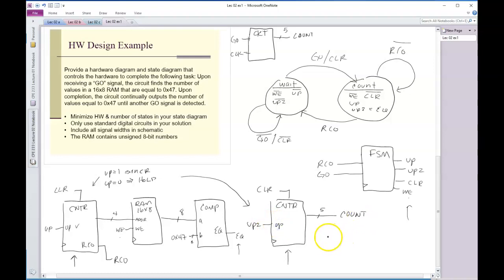The other thing I'm going to say here for counters, clear has precedence over the up signal. I can't spell precedence. And with that, I'm going to call it done.